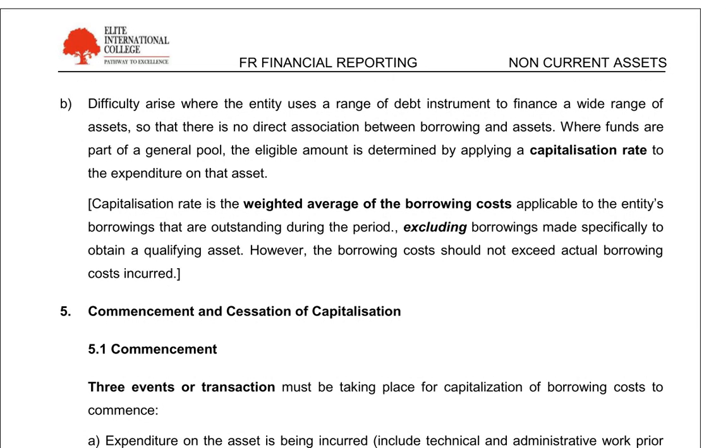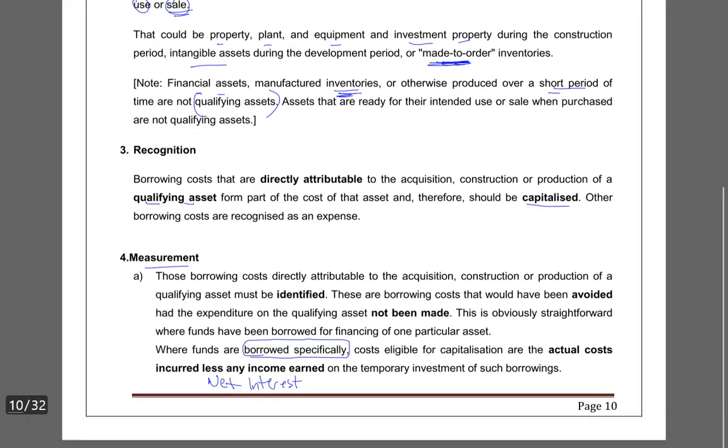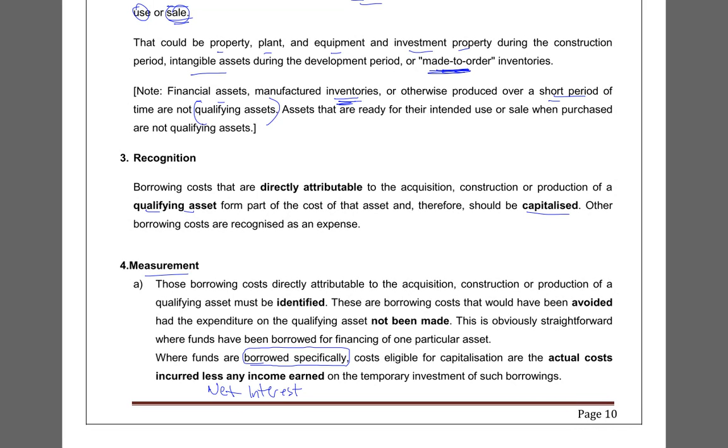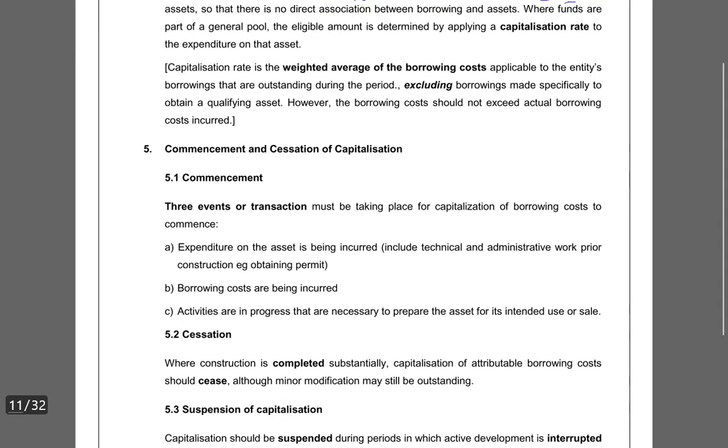B, next page. I'll explain that one specifically, and then B together. Difficulty arises when an entity uses a range of debt to finance a wide range of assets. So, just now A borrowed specifically to finance this asset. B, the problem arises when you have a range of loans to finance different types of assets, not specific, very general. Example.